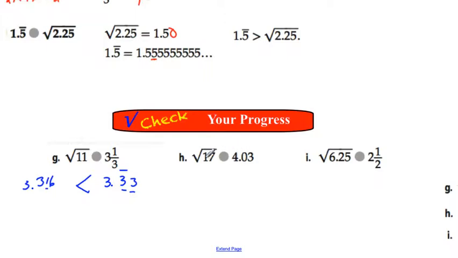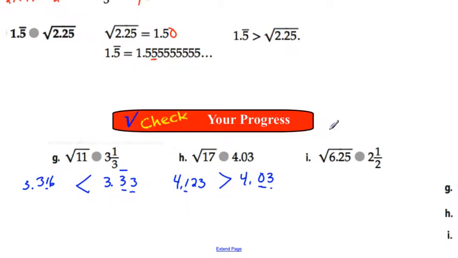Square root of 17, what is that equal to? Square root of 17 is 4.123, and this one is 4.03. So if we look at that hundredths, actually this one we can look at the tenths, right? 4.0 versus 4.1. That one is definitely bigger. The square root of 17 is bigger.